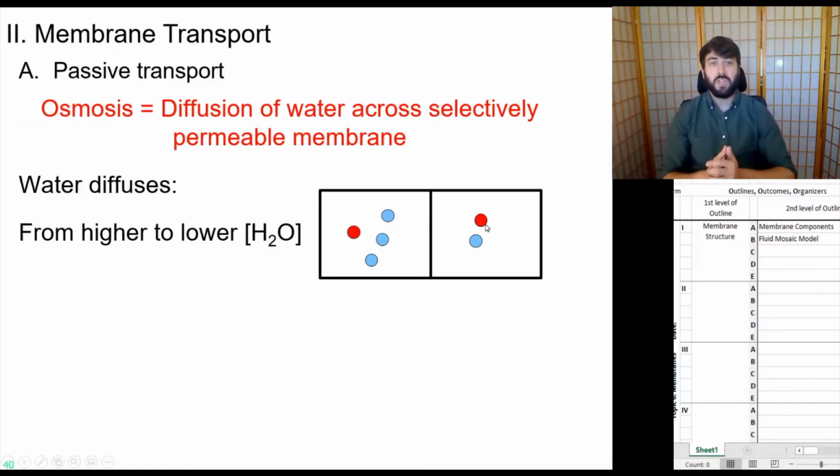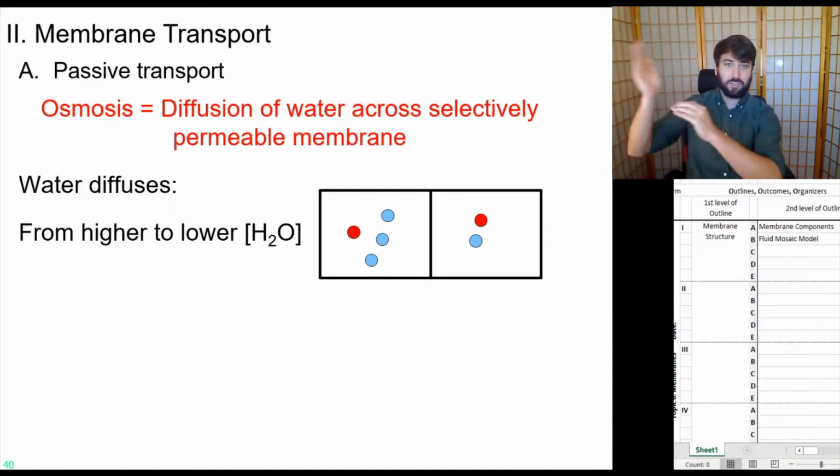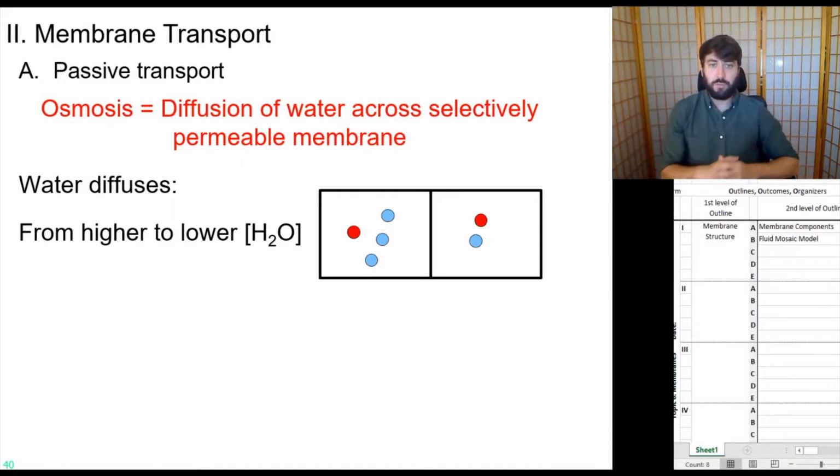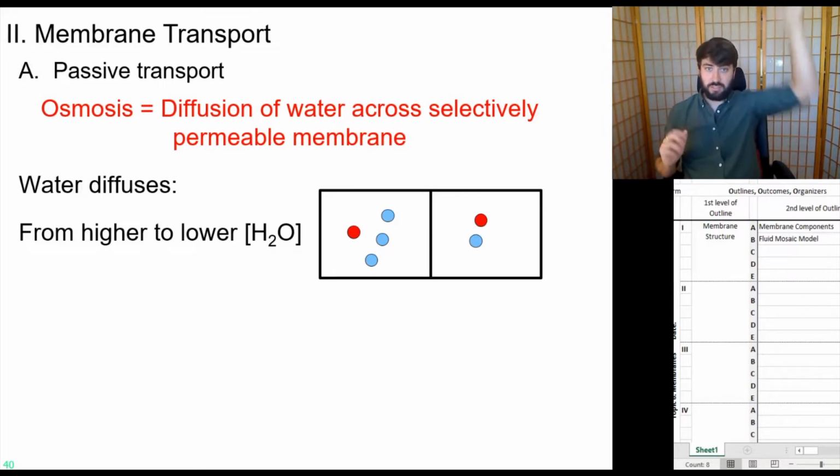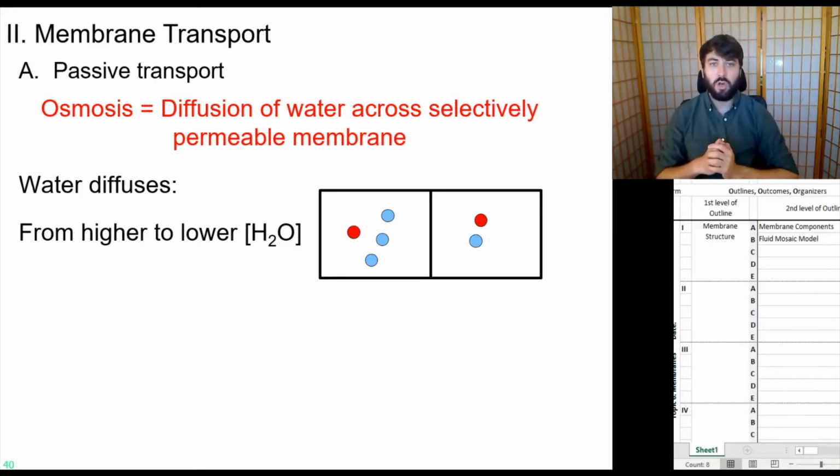osmosis. Okay, now this is where we get a little tricky though, because we've been talking about high to low concentrations. For example, it was a high concentration of ammonia gas in the bottle to a low concentration outside the bottle. Well, with osmosis, we're specifically referring to high to low concentrations of water, the solvent.